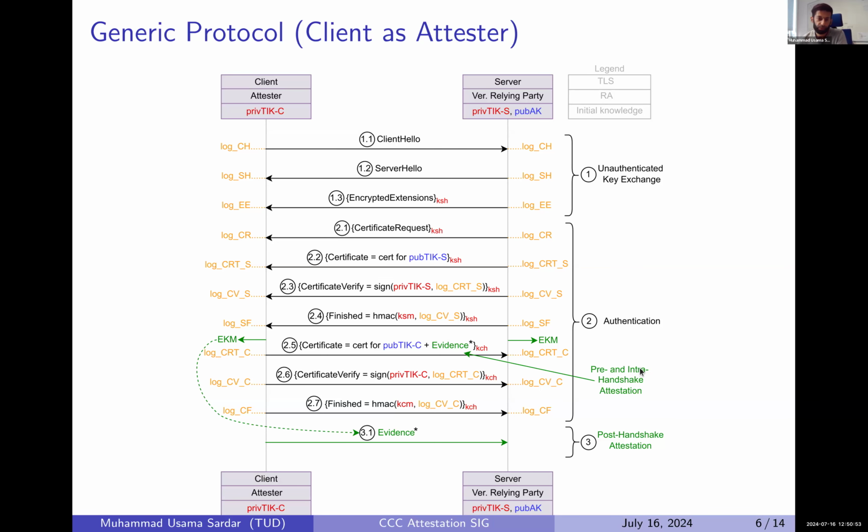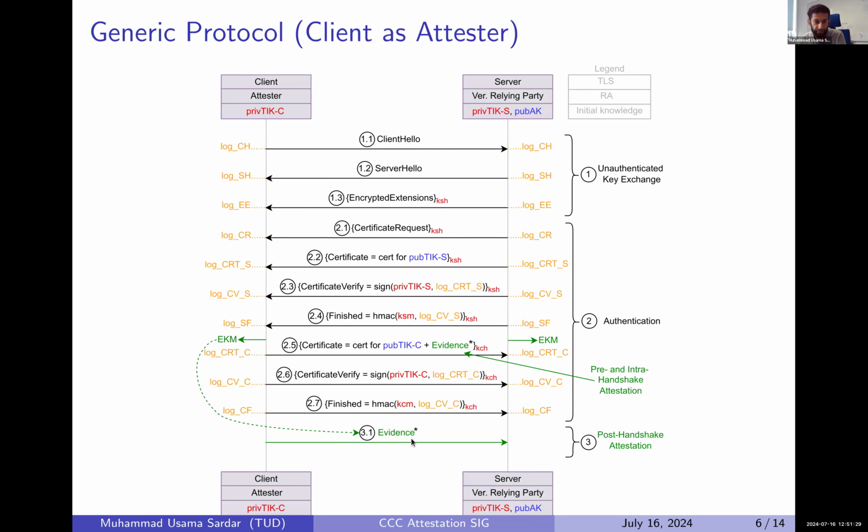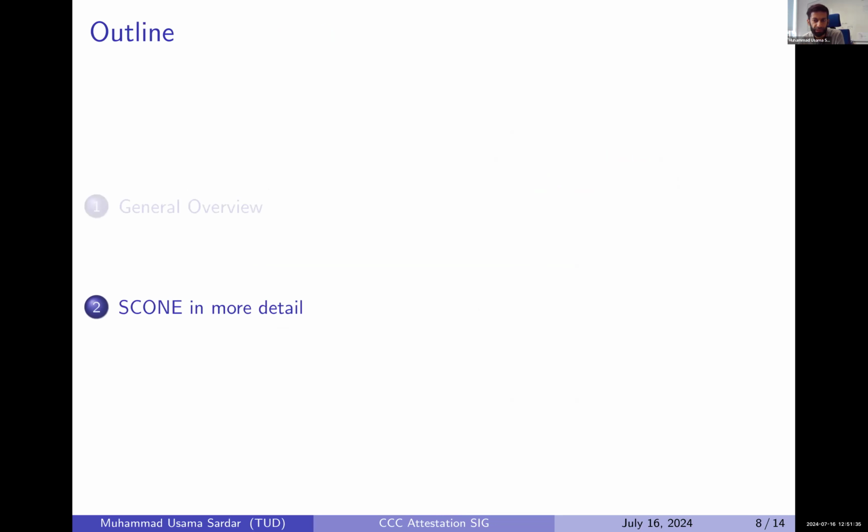Okay. So proceeding forward, for the protocol for SCONE, as we said, the certificate does not contain any evidence. Correspondingly to this ephemeral key, the certificate verify will be signed via the private part of this key. And that's the only change compared to this protocol. Among the things which are unspecified, there are a lot of things unspecified within SCONE, how it works. It's unclear how the evidence is actually transmitted, which is this step 3.1, how it actually is done. It is unclear from the specs.